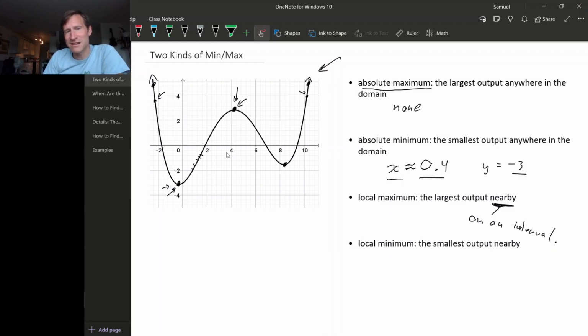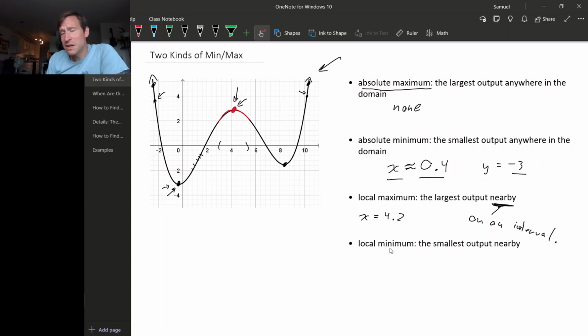Is this a local maximum? We can put an interval around it, and if we only look at the part of the graph in this interval, then this point is the highest thing on this part of the graph. And so that means that this is a local maximum. So it looks like there's a local maximum at x equals, I don't know, 4.2 maybe.